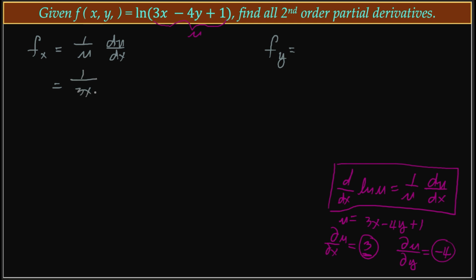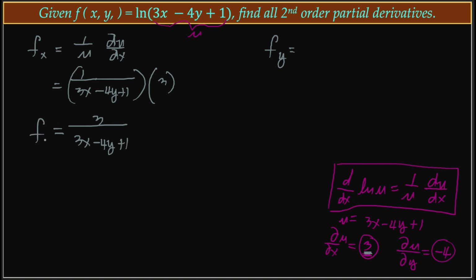3x minus 4y plus 1 times the partial derivative of u with respect to x, which is 3. So f sub x now will become 3 over 3x minus 4y plus 1. Okay, so this is now the equivalent value of f sub x.